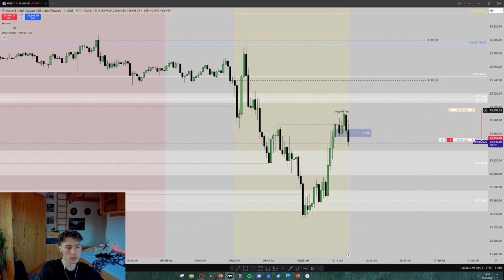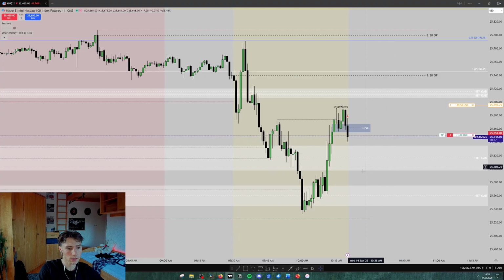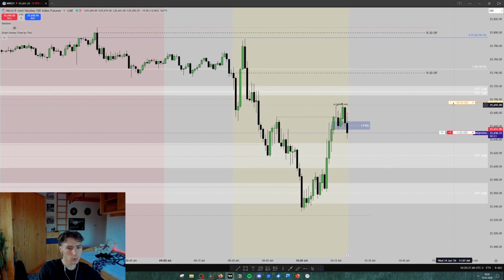So the swing high, that's our invalidation point. ES basically formed a lower low, while NQ formed a higher high, as you can see right here. Only one contract due to the high volatility we have today. We have to see how this plays out.